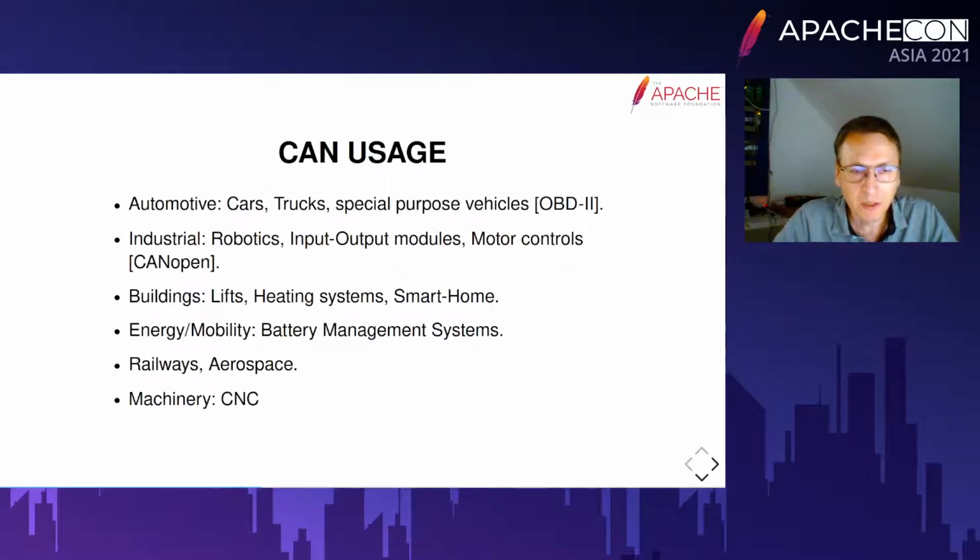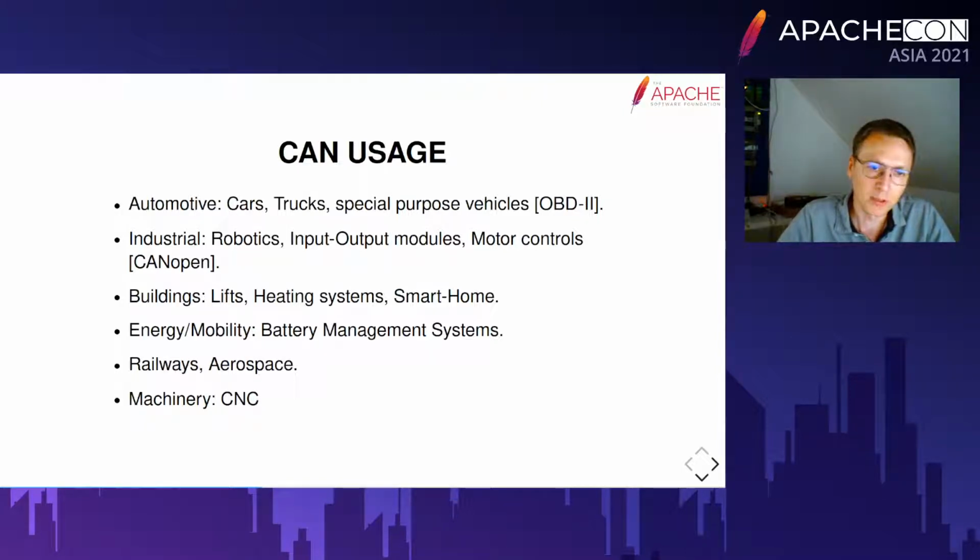The major CAN usage nowadays is definitely in the automotive industry. This was the first sector which was served by it, and it is served to this day. Different standards cover usage of CAN and CAN bus in cars, trucks, and special purpose vehicles. For example, in the European market, there is a standard called OBD. I believe this is onboard diagnostics, which is mandatory for every new car released in Europe.